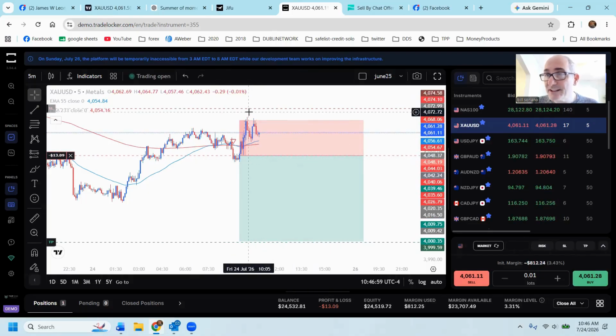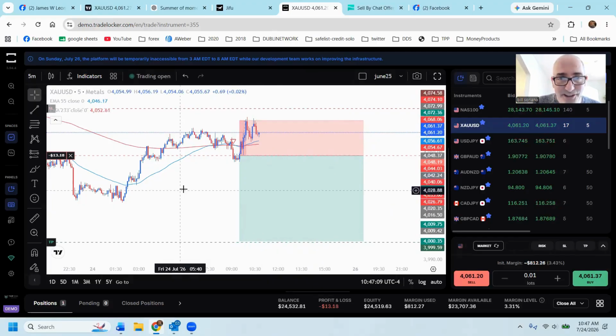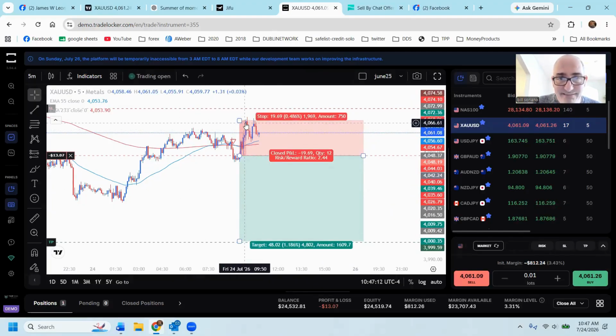Going to get more people sucked into going long, and then it's going to make its move down for the rest of the day. Now, you can see what happened here was it did do that exactly as I thought. It made its move back down, but then it came back up one more time here. Okay, it's tricky. The market's tricky, guys.